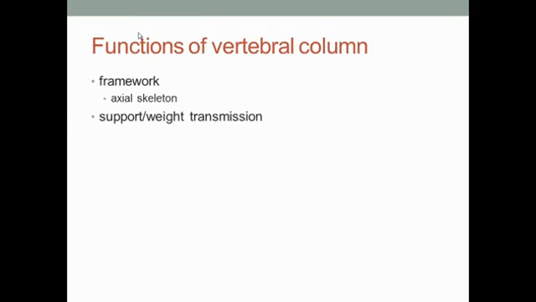In man, because we have an upright posture where our weight is supported on the lower limbs, the vertebral column serves an additional important function in that all of the weight of the upper body is transmitted down through the vertebral column and so on to the pelvis and lower limbs.